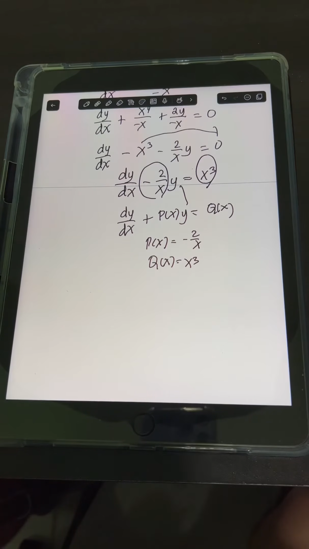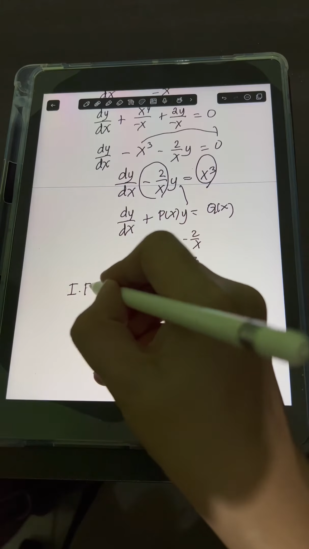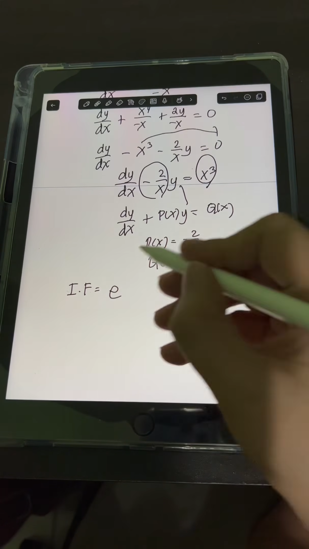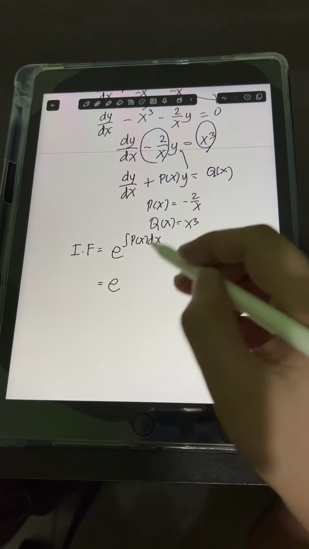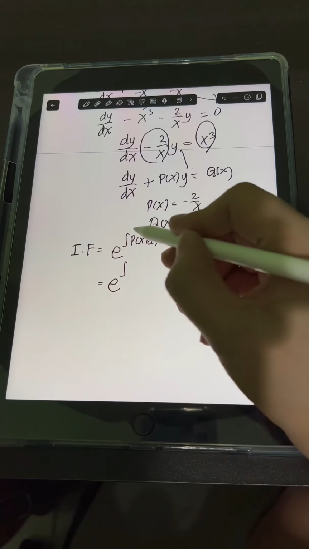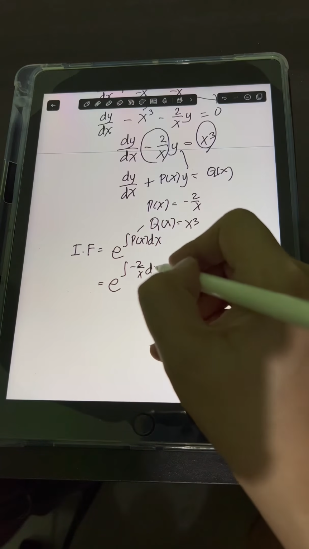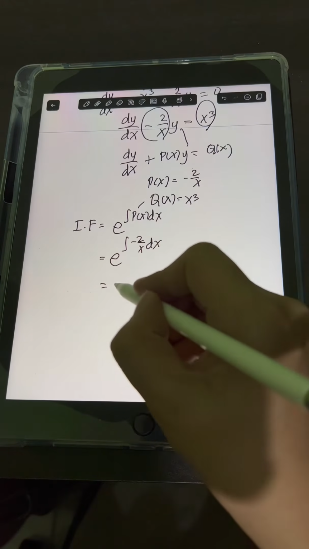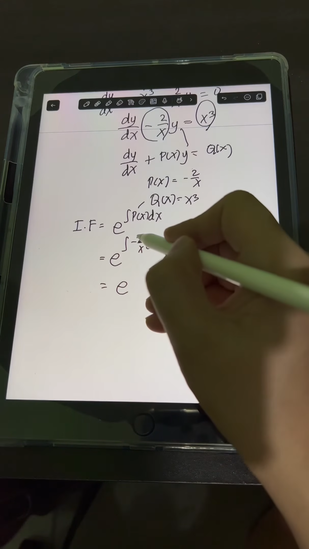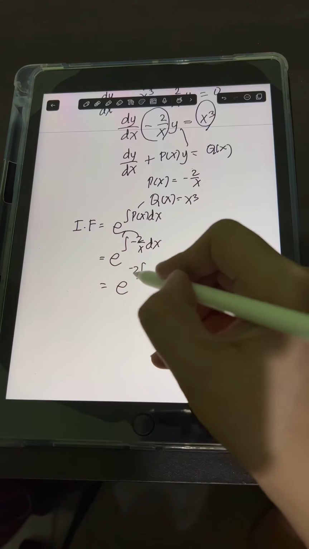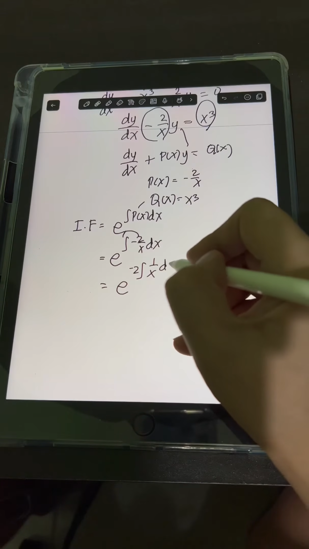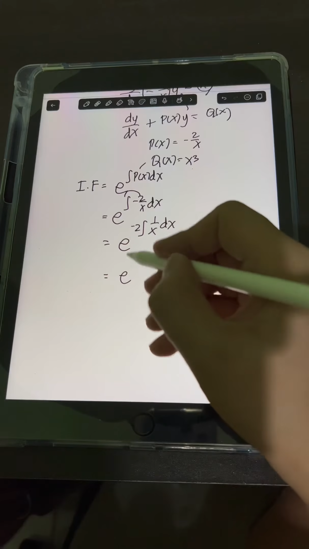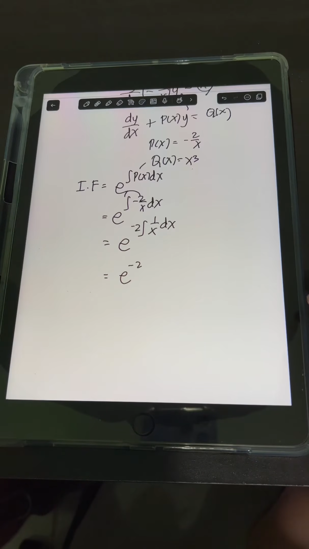To solve any linear DE, we need to find the integrating factor, let's say IF, given by the formula e raised to the integral of p(x) dx. If we substitute the value of p(x), we will have e raised to the integral of −2/x dx. Evaluating this integral, this constant of −2 we can put in front of the integral first. So we will have e raised to −2 times the integral of 1/x dx. We know that the integral of 1/x dx is ln x.